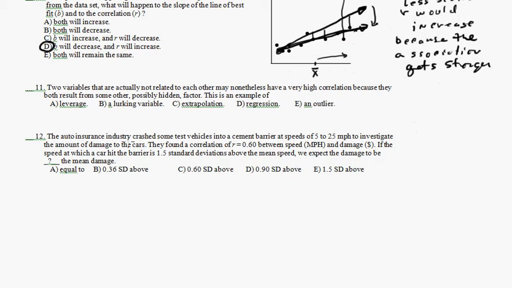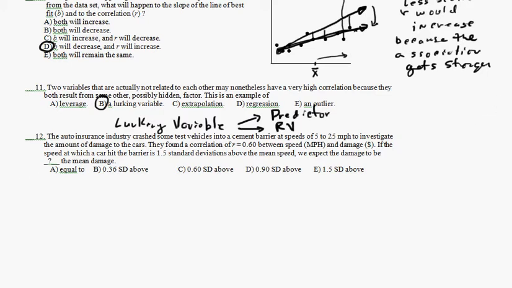Okay, a couple more. So 11 we already talked about. Two variables that are actually not related to each other may nonetheless have a high correlation because they both result from a lurking variable. A lurking variable acts on the predictor variable at the same time it acts on the response variable. So they both go up, but it's because of the lurking variable.